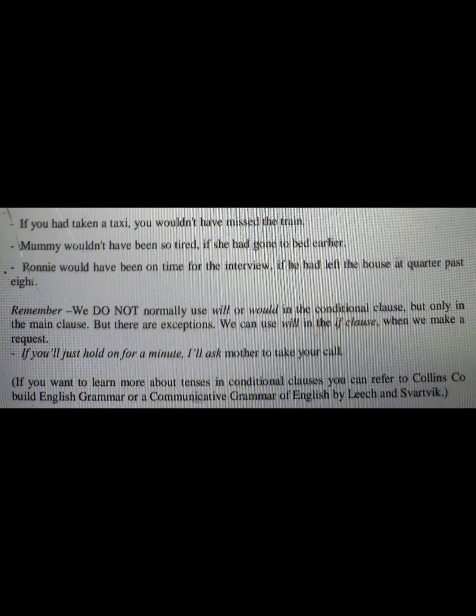Remember, we do not normally use will or would in the conditional clause, but only in the main clause. But there are exceptions. We can use will in the if clause when we make a request. If you'll just hold on for a minute, I'll ask Mother to take your call. If you want to learn more about tenses in conditional clauses, you can refer to Collins Cobuild English Grammar or A Communicative Grammar of English by Leech and Svartvik.